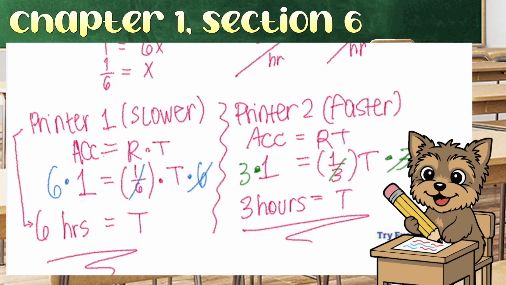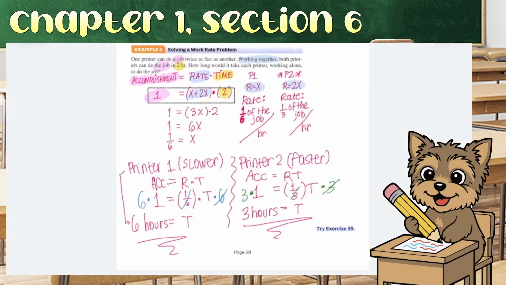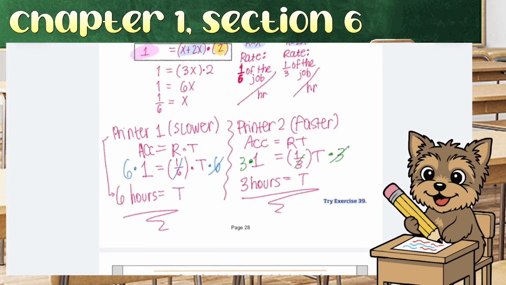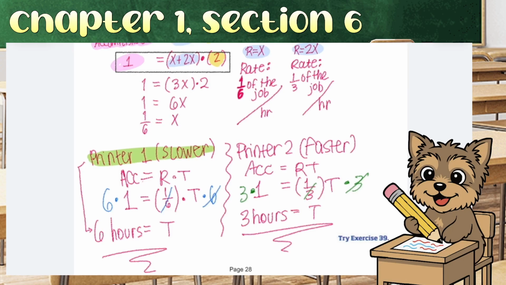So this one takes 6 hours. I guess I abbreviated in one and not the other. And the other one takes 3 hours, and that's it. So I would do it again. Think about it, let it soak in, and make sure you fully understand the problem, right? So final answer, printer 1, 6 hours, printer 2 is 3 hours.